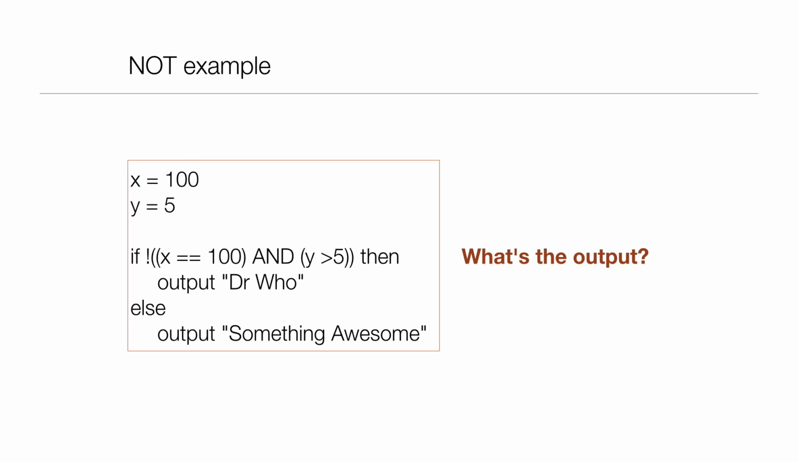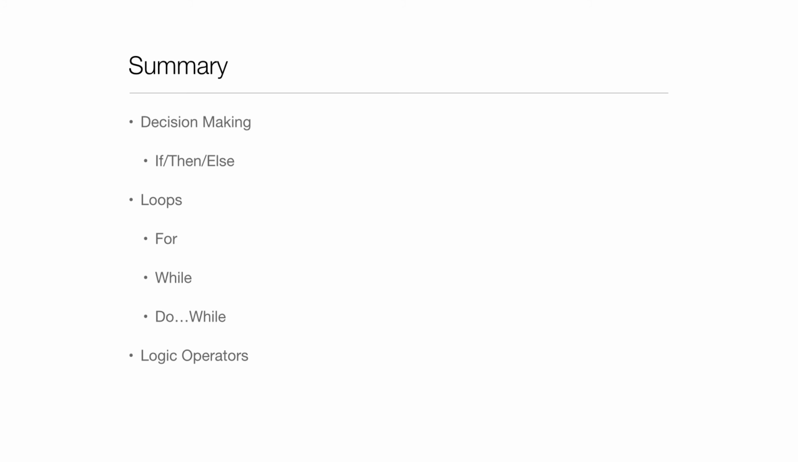So we've got true and false, which we know is false, because true has to have both sides of the AND as true to equate as true. So we've got true and false, which is false, but we've got the not on the front, so that actually turns that into a true. So this would output Doctor Who. So not, like I said earlier, is really powerful, but it can be kind of confusing when you're looking at the code. So just be aware of that.